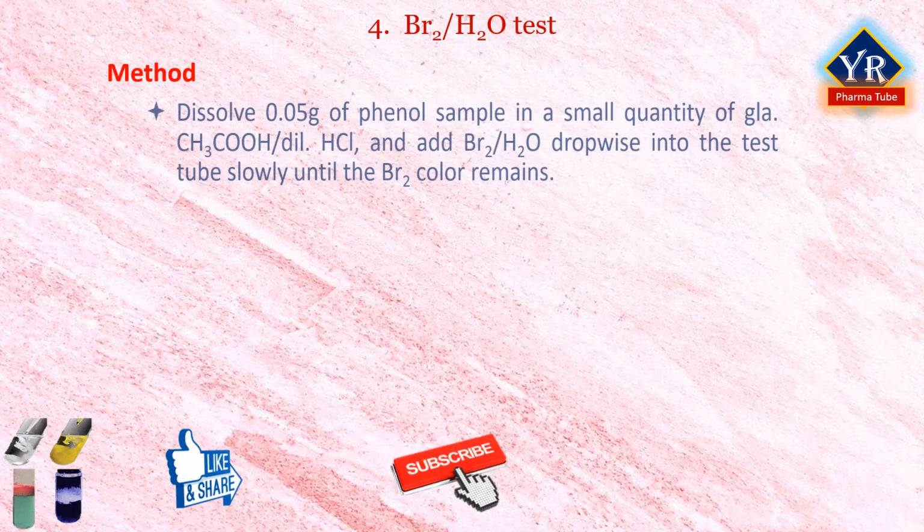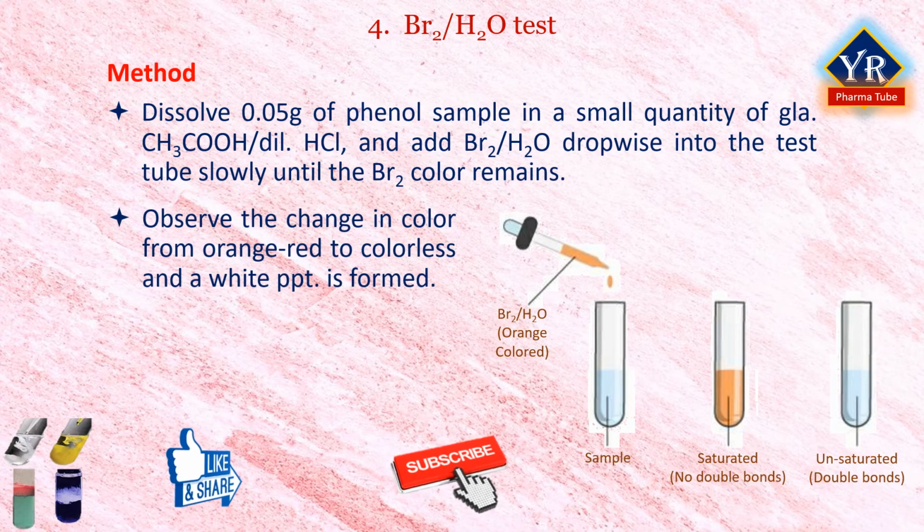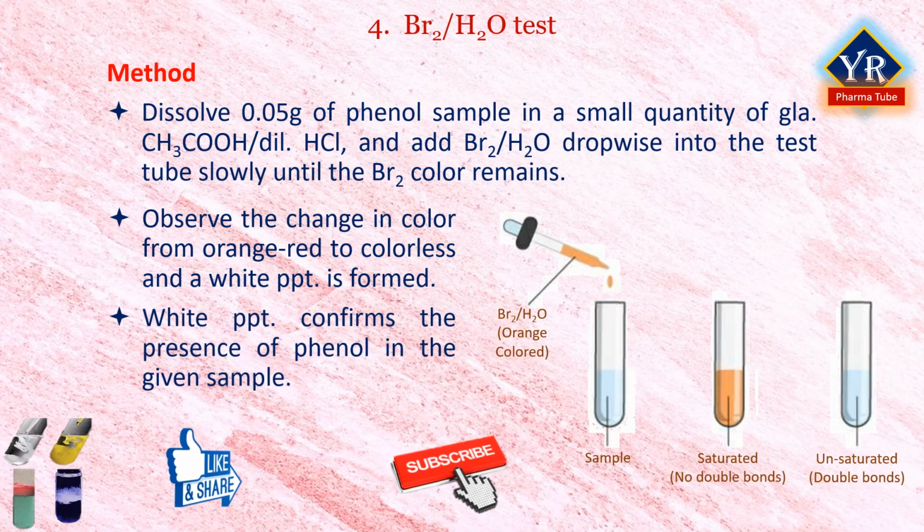Method. Dissolve 0.05 grams of the given phenol sample in a small quantity of glacial acetic acid or in dilute hydrochloric acid in a clean and dry test tube, and add bromine water dropwise into the test tube slowly until the bromine color remains. Observe the change in color from orange-red to colorless and a white precipitate is formed. White precipitate confirms the presence of phenol in the given sample.